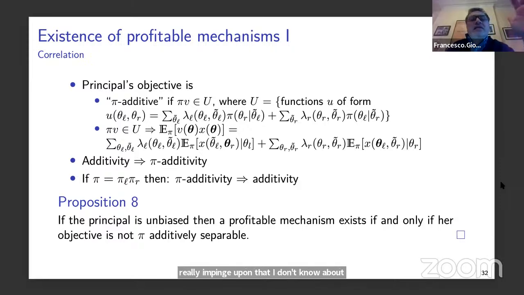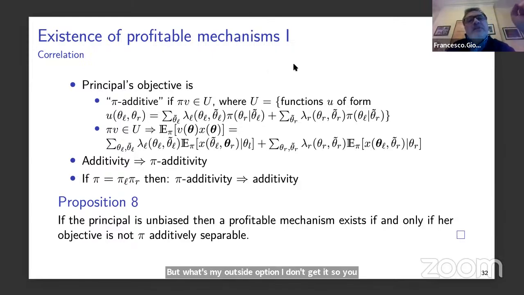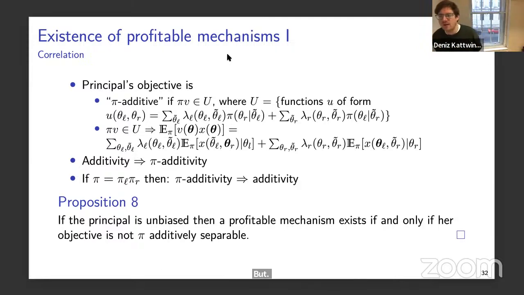I don't know about risk aversion, but you know what I mean. I suppose that for the kind of problems you're looking at, allocation, I could choose not to participate in the allocation game, but what's my outside option? I don't get it. So, in a way, that makes what you're doing a little bit more useful, because Kramer-McLean is one of those results that's an abstract reference point, where you try to explain why it doesn't really happen like that, right? Rereading it now, it is magical.